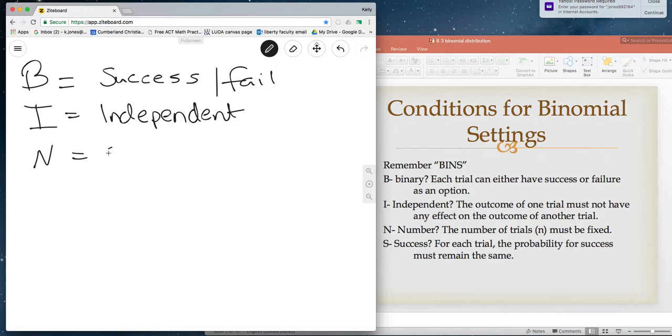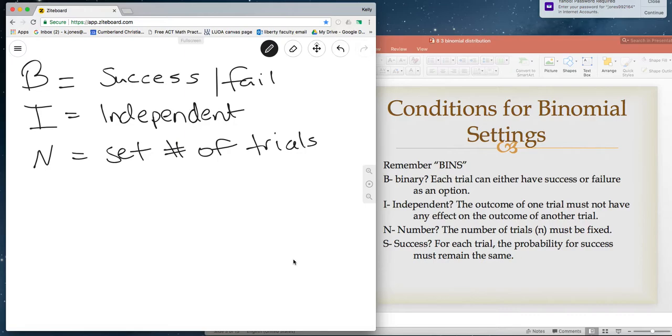In N, there should be a set number of trials. So they should tell you somewhere how many times they're going to do it. So if they say, oh, we're going to flip a coin 10 times, that's a set number of trials. But, and this is important, listen, if they say we're going to keep flipping until we get a head, that fails this condition, because keep flipping until I get a head, well, that could be the first try, that could be the 5th try, that could be the 100th try if we had a very unlucky streak. So since there is not a set number of trials from the get-go, it would fail.